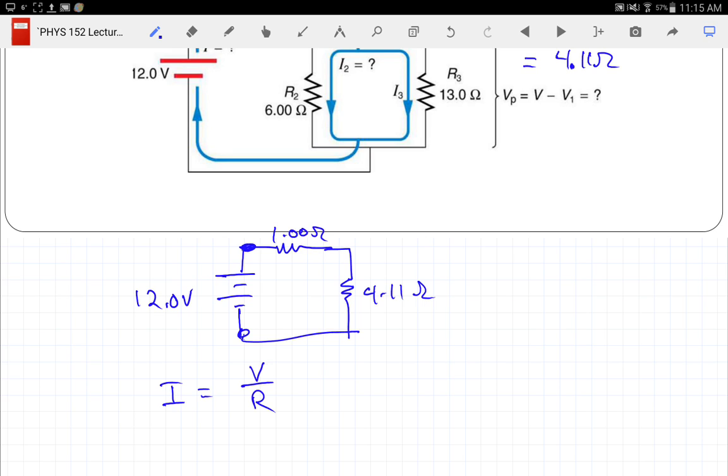Okay. I've lost some. And so that's a little bit more than 2 amps. 2.35. Okay, so I have 2.35 amps.